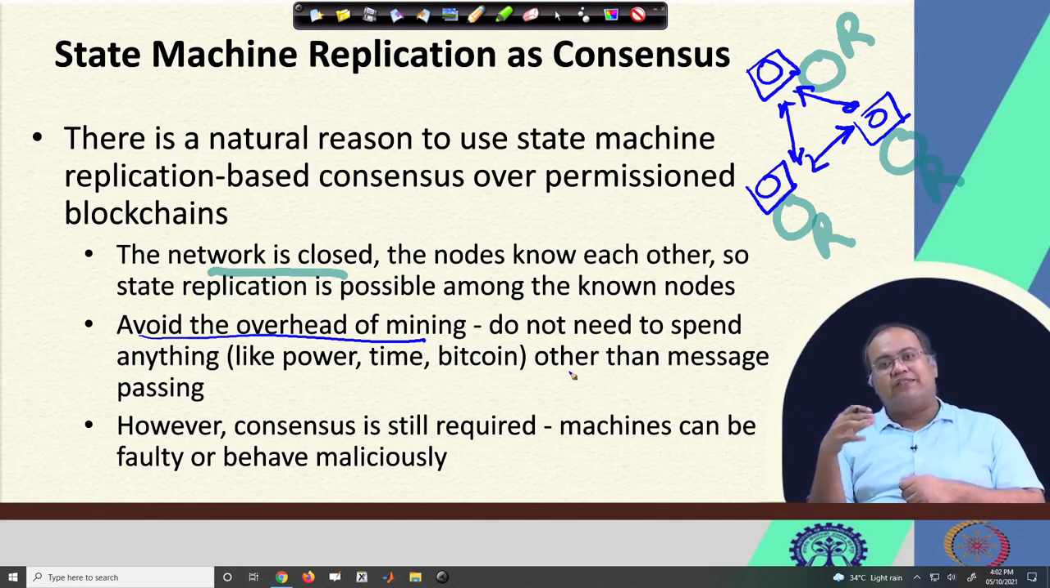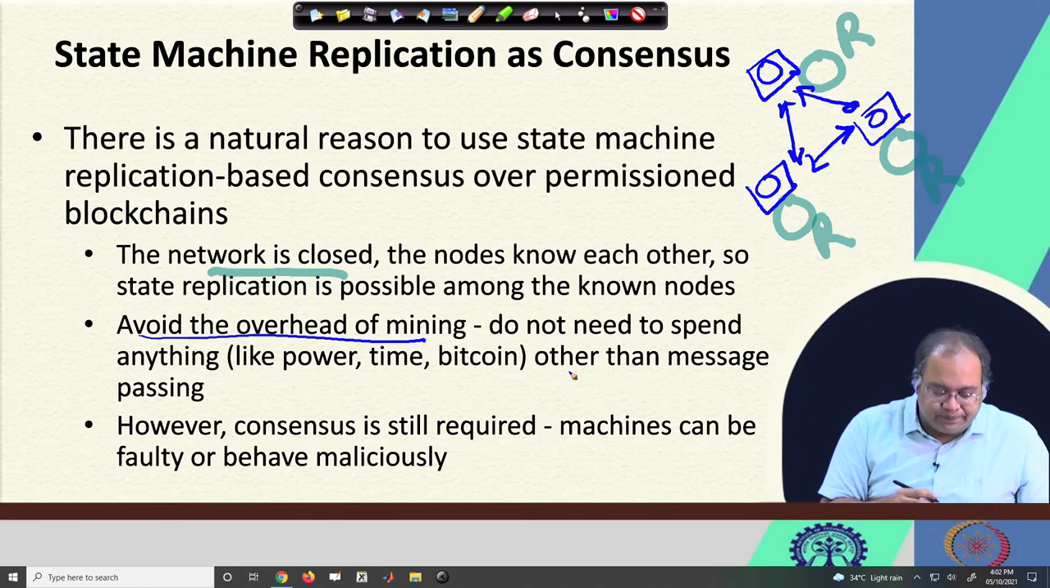So, everywhere you had certain things that you have to invest to show your membership, but here everyone is a member of the consensus group, and when everyone is a member of the consensus group, they can simply pass messages among themselves to come to an agreement.